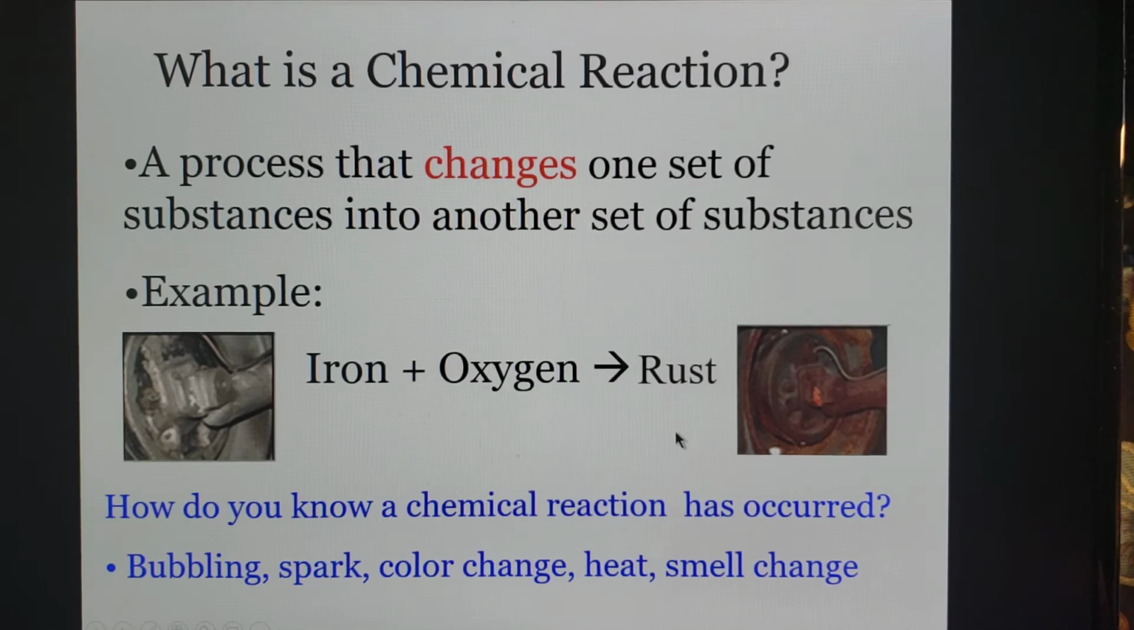How do you know a chemical reaction has taken place? Well, there'll be bubbling if you're doing it in a lab. There can be a spark. There can be a color change. There can be heat produced or used. The mixture can get warm or cold. We can smell a change, or hope it's not a dangerous substance. So it's generally easy to see if a chemical reaction has taken place. Rust takes place rather slowly, so we can't really observe that unless we really are bored and watching something rust, but you can see the result.